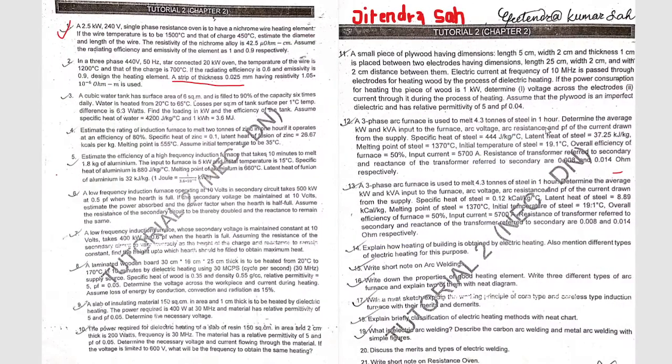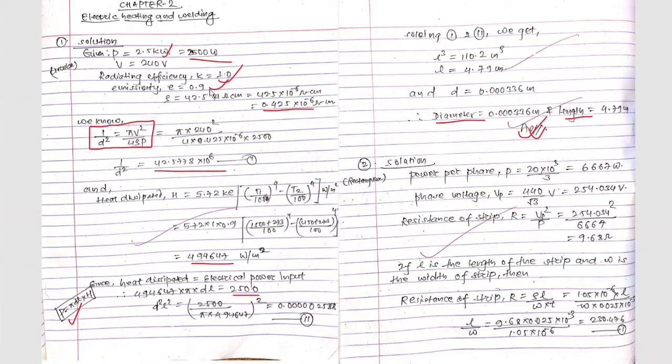Similarly, in question number 2, we have a 3-phase 440 volt, 50 hertz, star connected 20 kilowatt oven, and the temperature of the wire is 1200 and the rate of charge is 700 degrees Celsius. If the radiating efficiency is 0.6 and emissivity is 0.9, design the heating element for a stripe of thickness 0.025 mm having a given resistivity. As previously said, if a stripe is given, we have to understand that this is the case for rectangular. So let's see the solution.